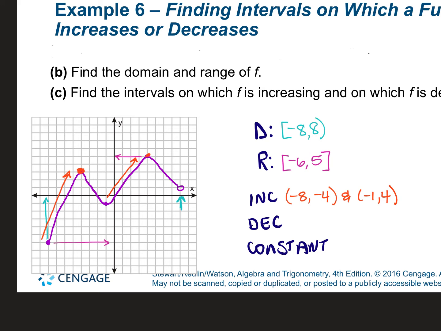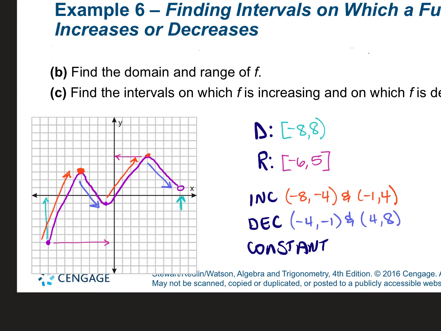That's fine. Your decrease is where this line is going down from left to right. So from left to right, the line goes down in which way? You have it going down here. You also have it going down here. So from -4 to -1, as well as from +4 to +8.